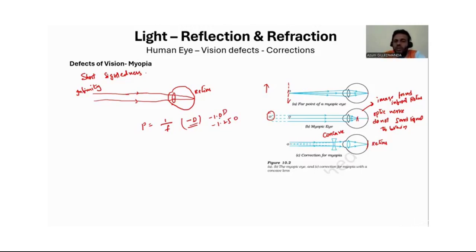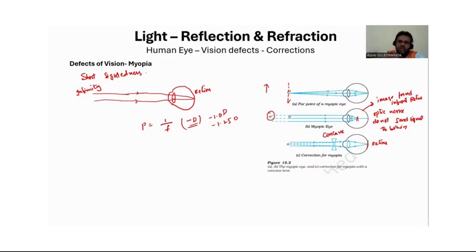So when they say minus 1.25, based on that they calculate the focal length, and those lenses will be designed and given to us. And once we wear those, they have the ability to correct the vision which we were not able to see with the normal eye when we have this myopia eye defect. Generally, many students like you face this challenge during schooling, that they're not able to see the things that the teacher is writing on the blackboard.